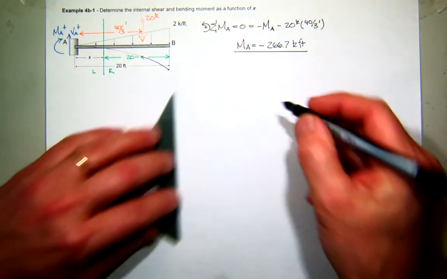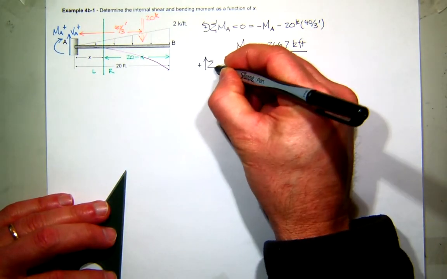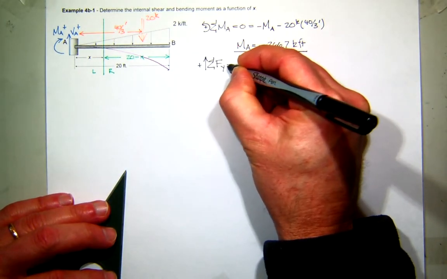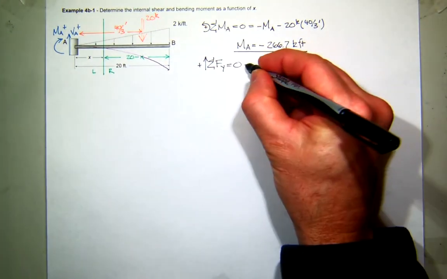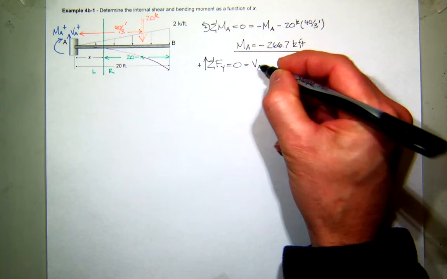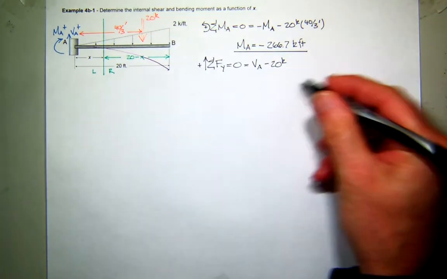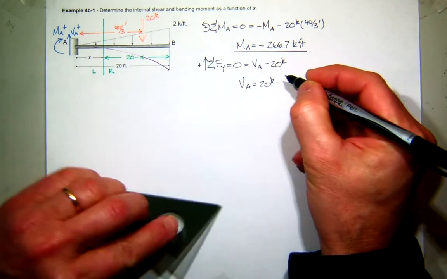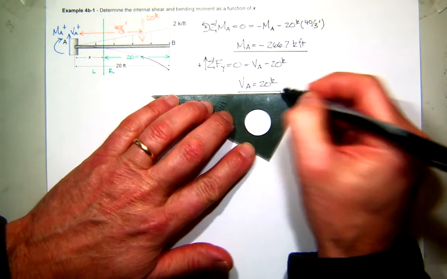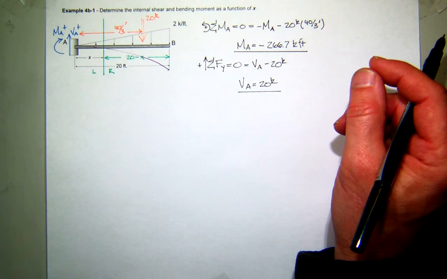Let's finish and get our shear. So if I sum forces in the y direction, and I'll assume up is positive, let's see what I have. I have a shear force that's up, that's positive shear at A. I have applied force that's down, minus 20 kips. So it looks like my shear at A is 20 kips. That's it. We got everything we need.